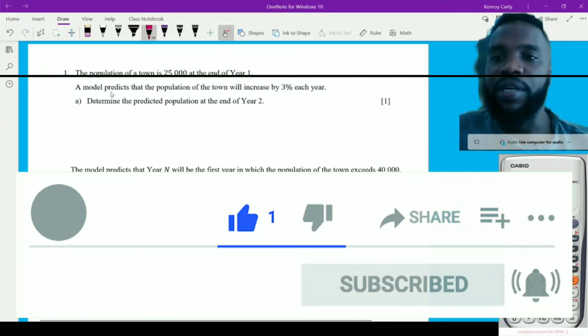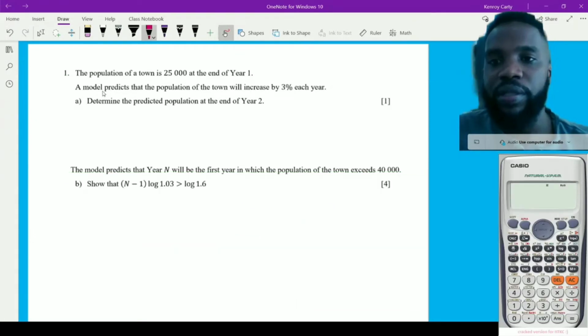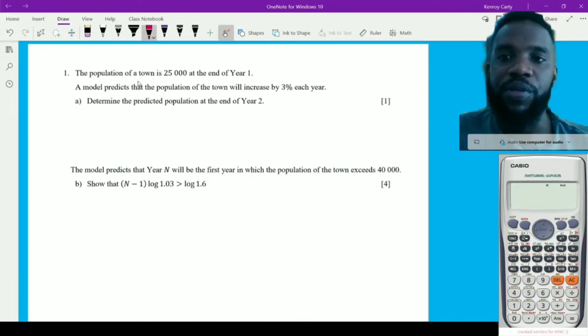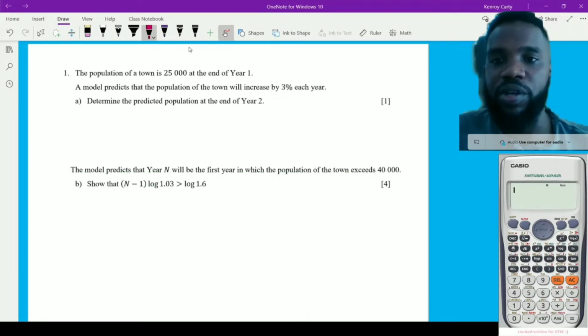Today we're going to be looking at a sample internal assessment for Pure Math Unit 2 Module 2. This can also be used as a practice for your Pure Mathematics exam which is coming up. Now without further ado, let's get right into it.